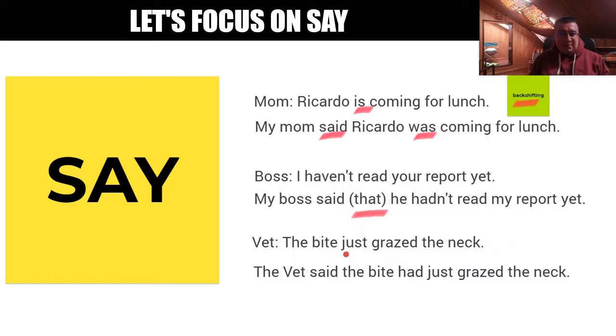And here I have another example that is basically a shift of past into past perfect. Imagine that you're at the vet, and your dog was sadly attacked, or mauled, by a bigger dog. So he's going to say, hey, well, the bite just grazed the neck. Grazed is like it barely touched it, but still some damage can be seen. So then you go to your parents, all sad and everything, and you say, oh, well, the vet said that the bite had just grazed the neck. Yeah, so you see here the backshifting from past to past perfect.